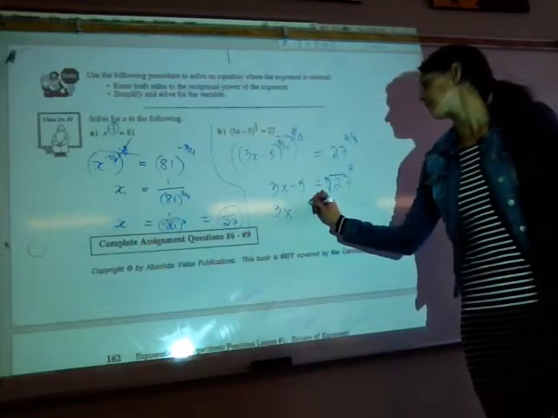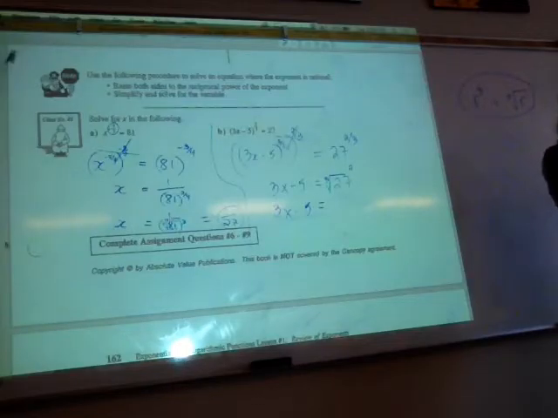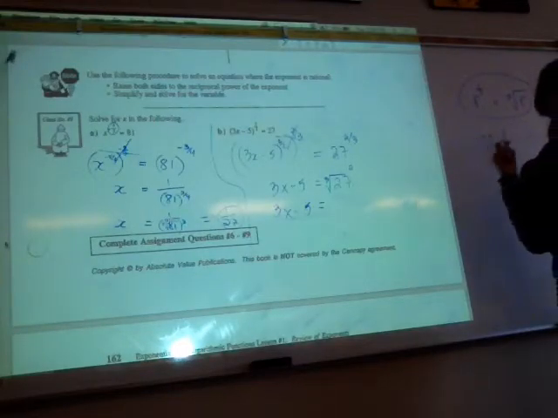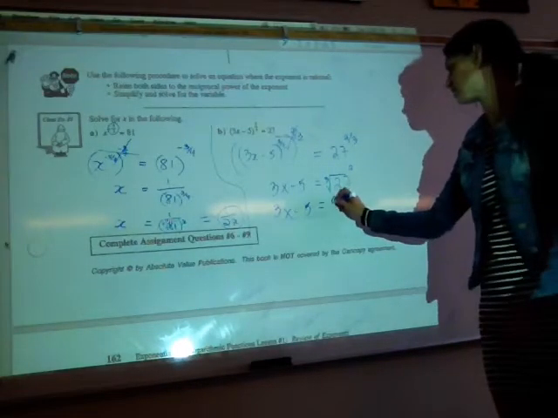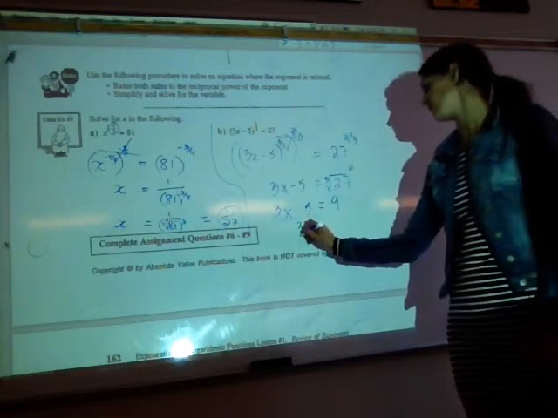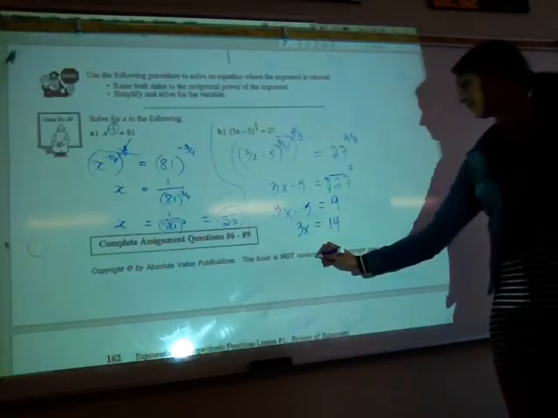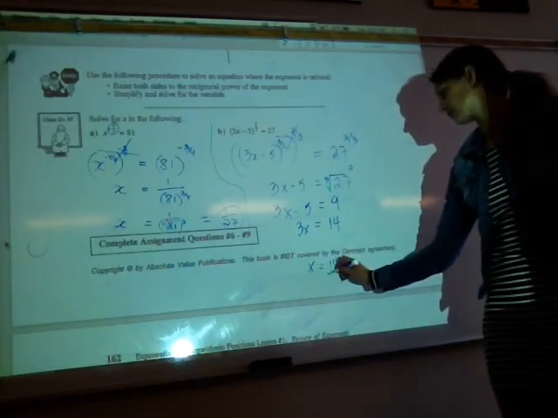So 3x minus 5 equals, what's the cube root of 27? 3. 3 squared is? 9. Good job. Now we can solve for x. So add 5 over, and then divide by 3. x equals 14 over 3.